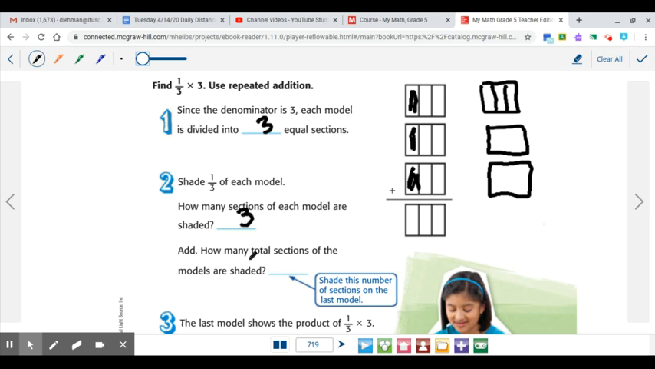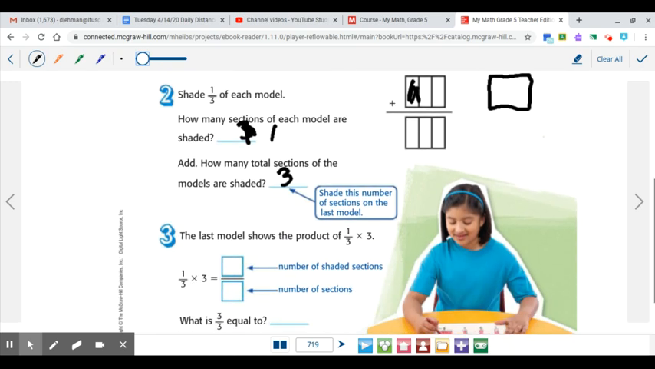Okay? So if you add, oops, sorry, that skipped ahead. Let's get rid of that. How many sections of each model are shaded? 1 section of each model is shaded, which means altogether there's 1, 2, 3. Okay, that's where the 3 goes down here. I got a little excited.